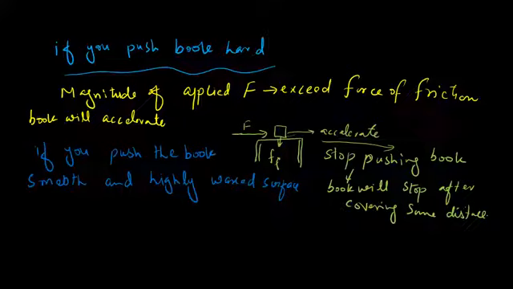When you push on the smooth and waxed surface, it will come to rest, but not as quickly as before. It will cover a distance larger than when the book was on the harder surface. On the polished or smooth surface, the book will still be stopped by the force of friction, but it will cover a larger distance than before.